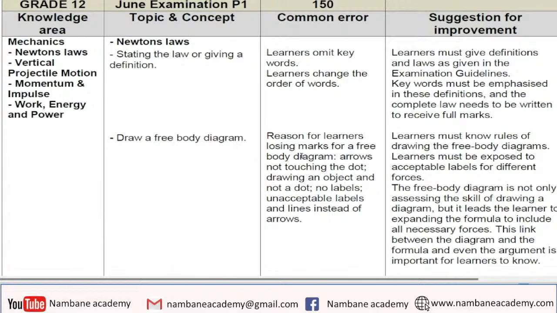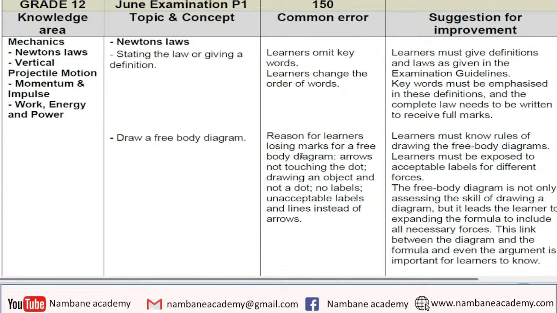And also, we have acceptable labels that must be given. If an arrow is drawn or shown without a symbol of the force, then that is not a force. We do not recognize that to be a force. You will not get a mark. Arrow goes with a symbol. And not only straight lines, those lines must have arrows to indicate direction. If you only have lines there, you are not going to get a mark.